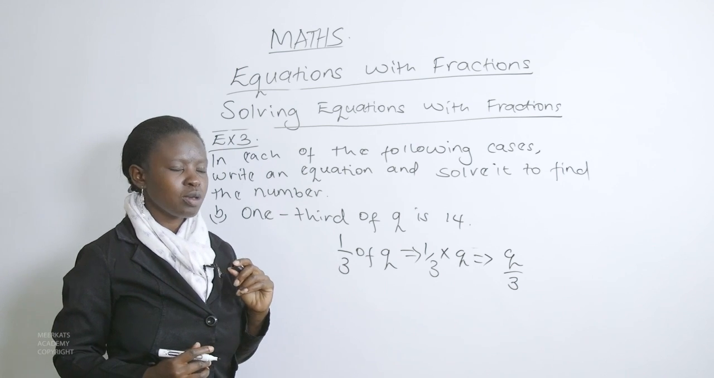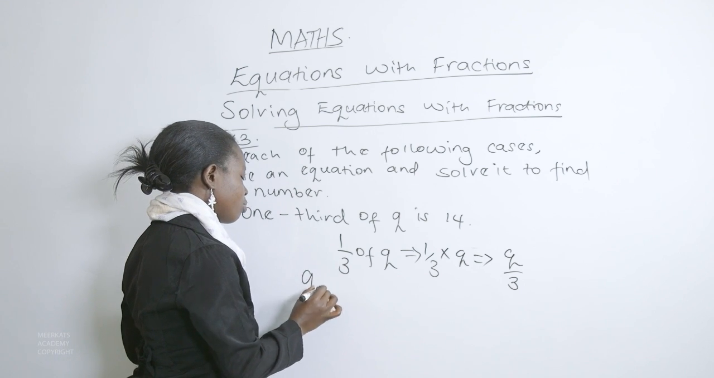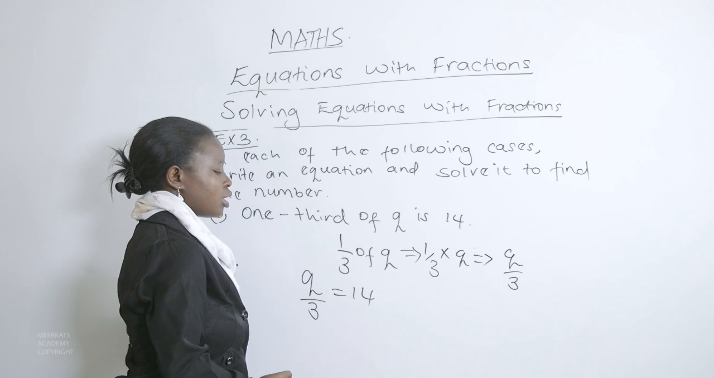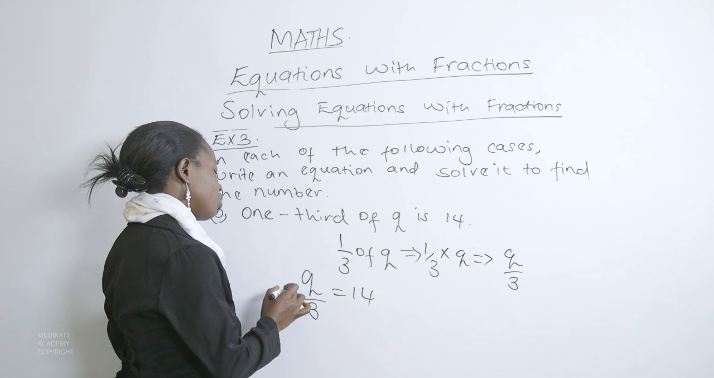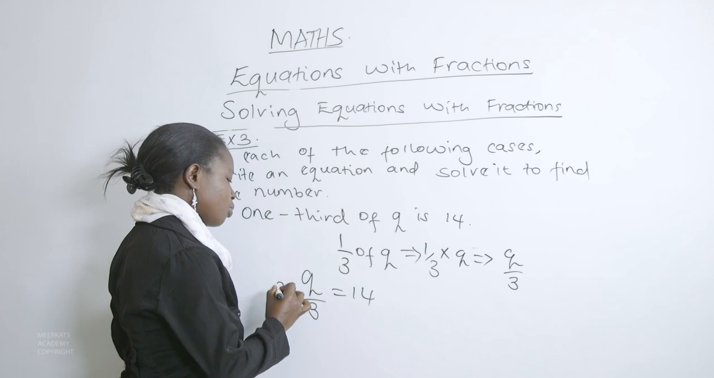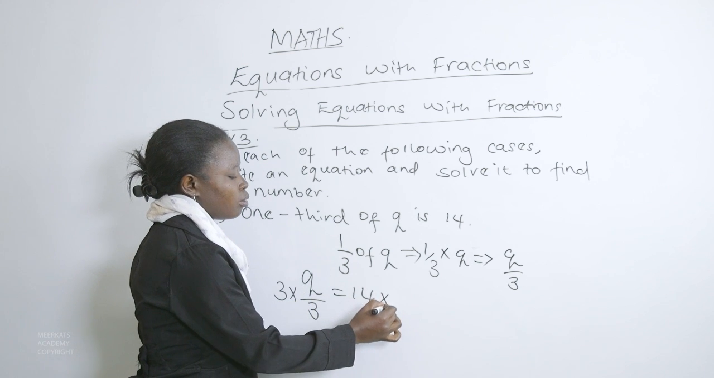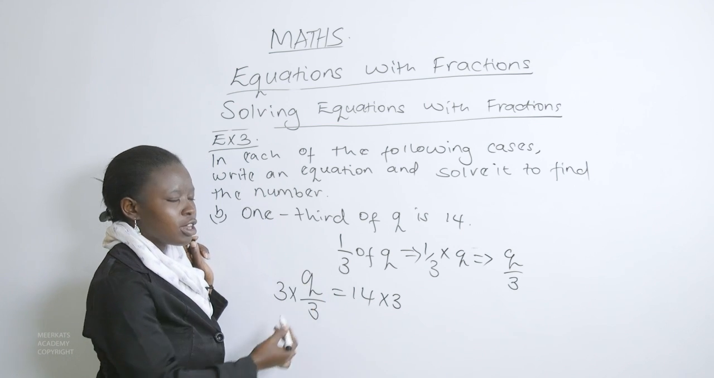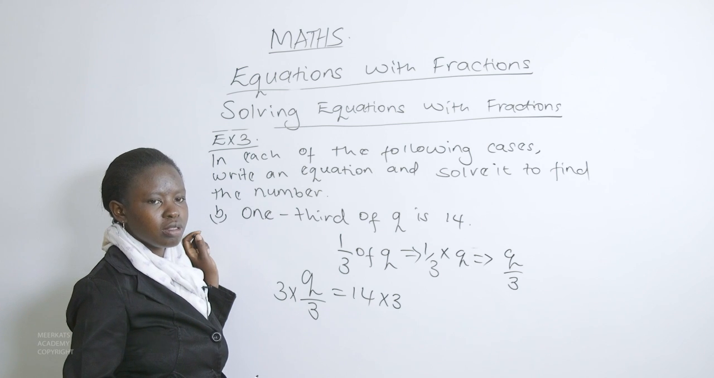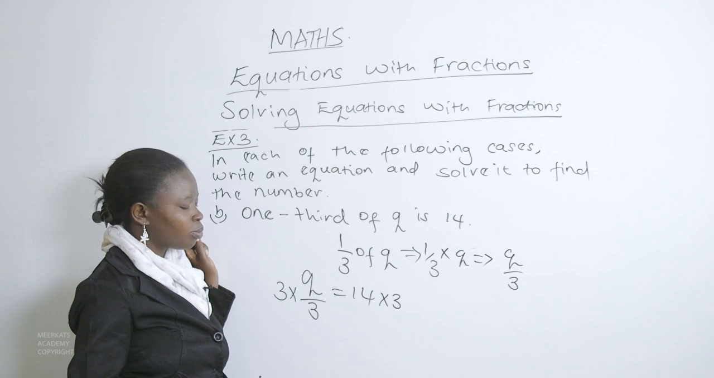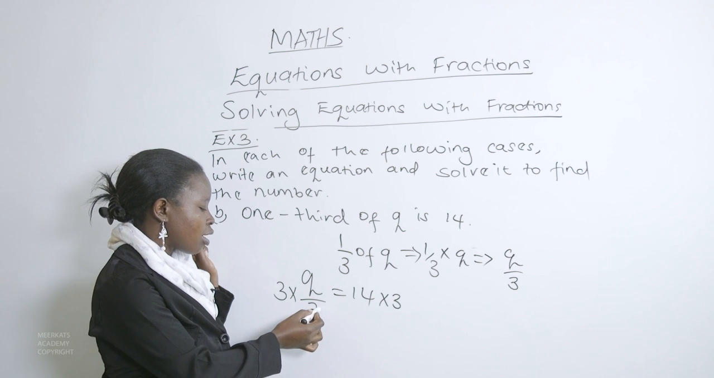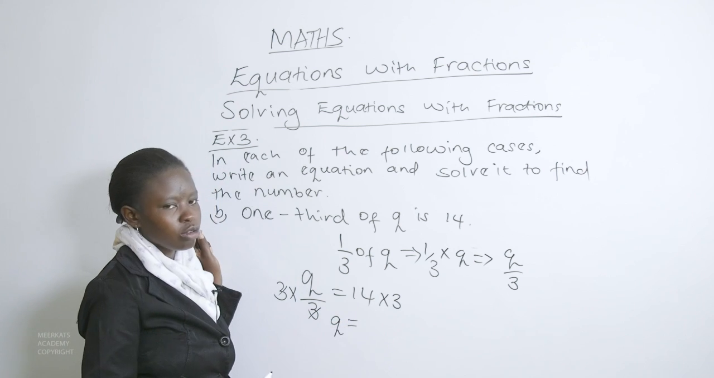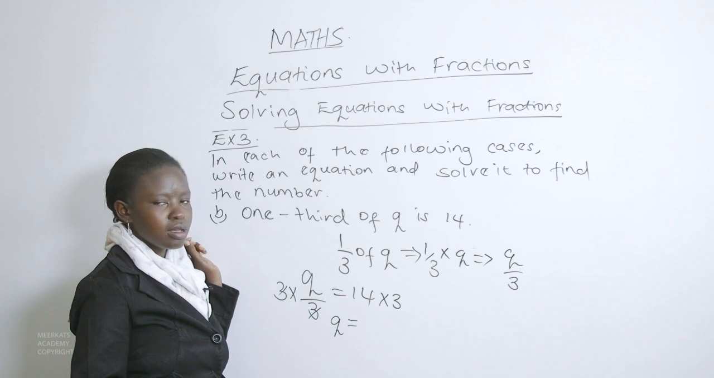So for us to form this equation, then we are talking about our expression is q over 3. Then it is equal to 14. And we need to get the value of q in this equation. So multiply by 3 on the left-hand side. On the right-hand side, multiply by 3. By this moment, we should be aware that when we have such an equation and you need to get the value of your pronumeral, you simply multiply both sides by the denominator, so that we have 3 and 3 will cancel out and you're left with q is equal to 14 times 3.